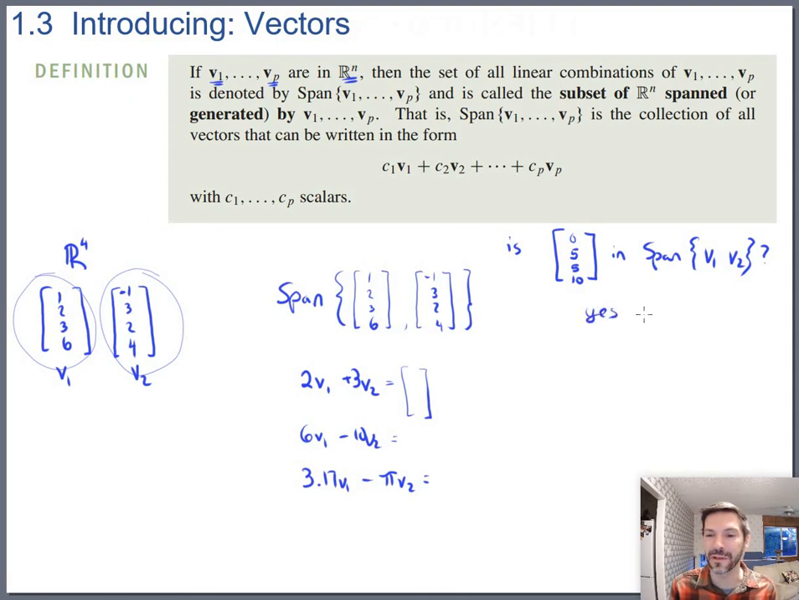And you can prove it just by saying 1V1 plus 1V2 equals 0, 5, 5, 10. But there might be others that aren't in the span, and you could solve any of those if it's not just obvious like the one I just did. You can solve all of those by row reducing the augmented matrix. Okay, I think that's it for 1.3.